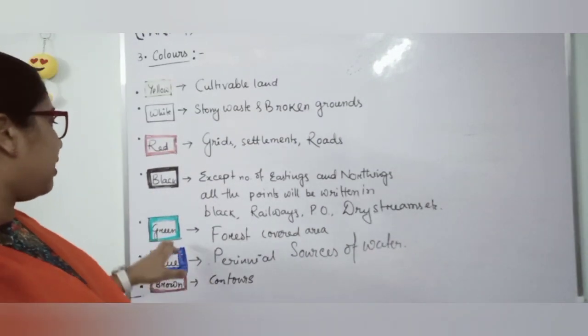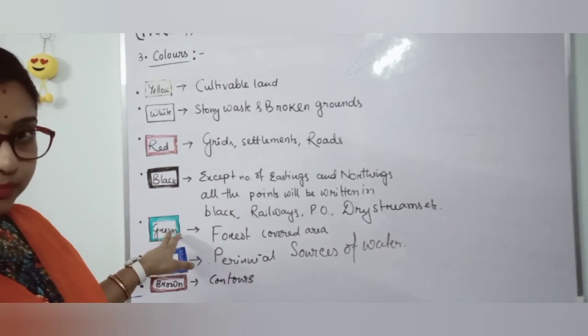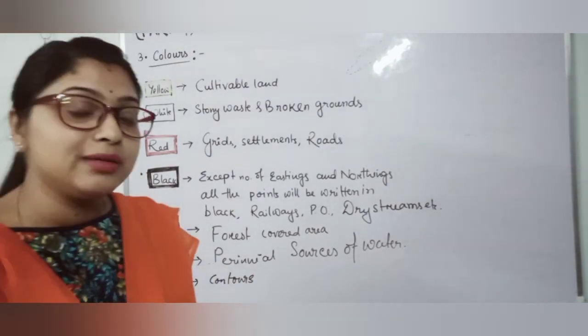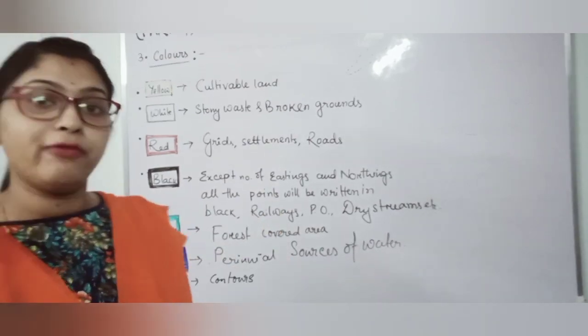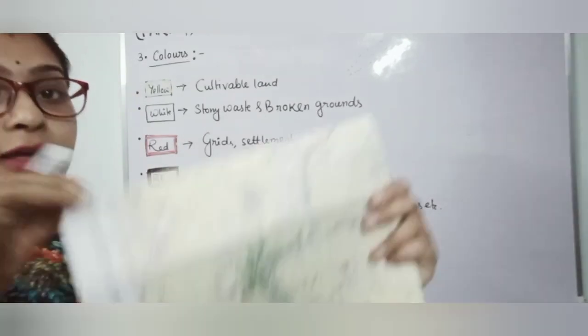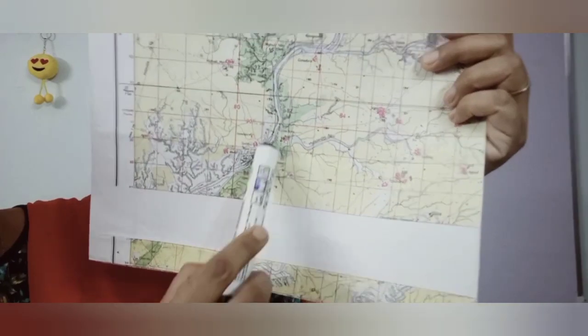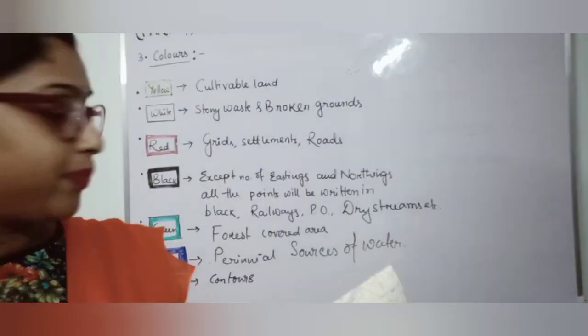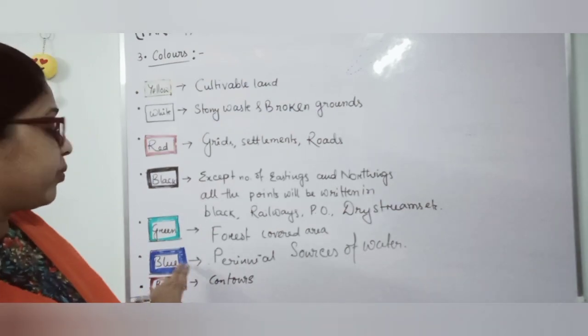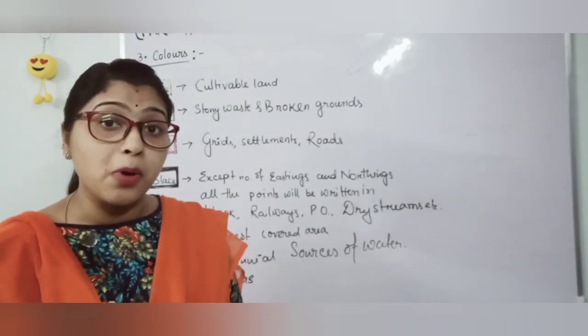Next is green color. Green is the vegetation covered area, here forest covered area or vegetation. Wherever in the topographical map you see green patches, it means that is a forest covered area. Next, blue. Blue means the water bodies.